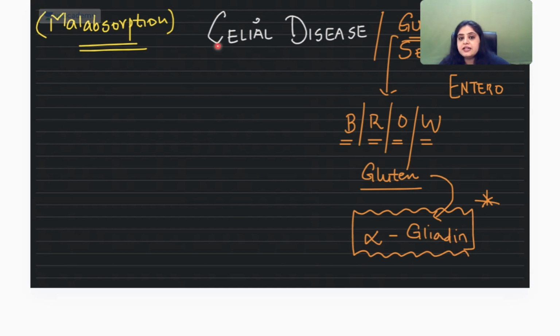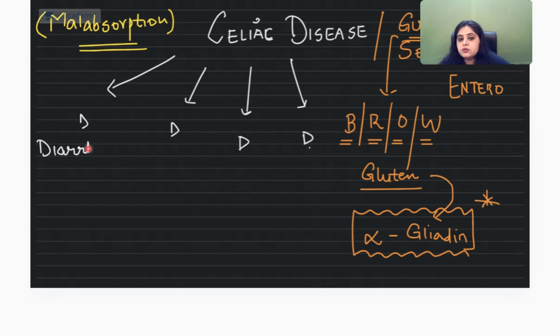Now, when I say celiac disease, it's a disease of a lot of Ds that we have over here. So what is it? Number one, it's a malabsorption condition, so the patient is definitely going to present with diarrhea. This child also had diarrhea. Number two, which part of intestine is most commonly affected? It is going to be the duodenum.